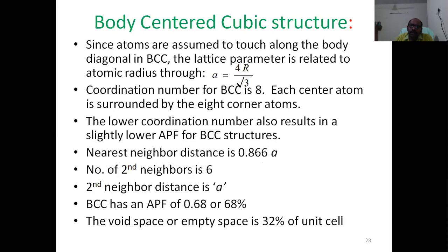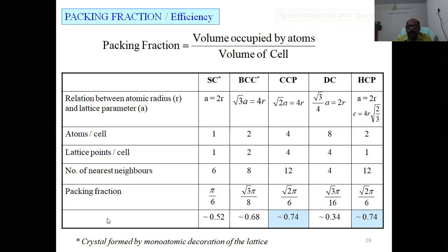And the packing fractions. The packing fraction of simple cubic is 52 percent, body centered cubic is 68 percent, and the packing fraction of FCC is 74 percent. From this table we get one idea: as the number of nearest neighbors increases gradually from simple cubic to BCC to FCC, the packing fraction also increases. So that is the point I stated just before.